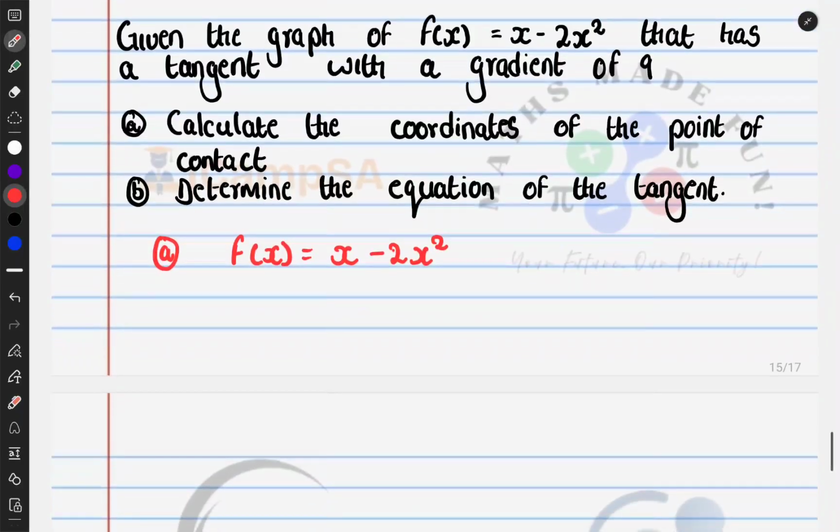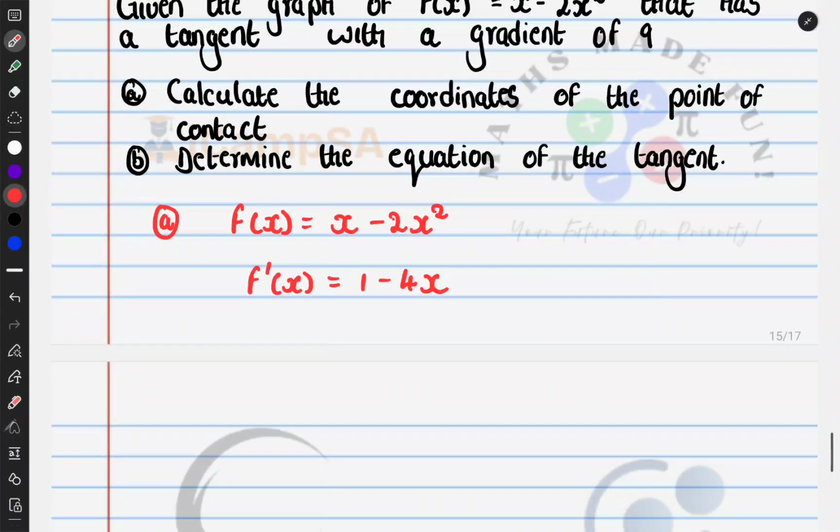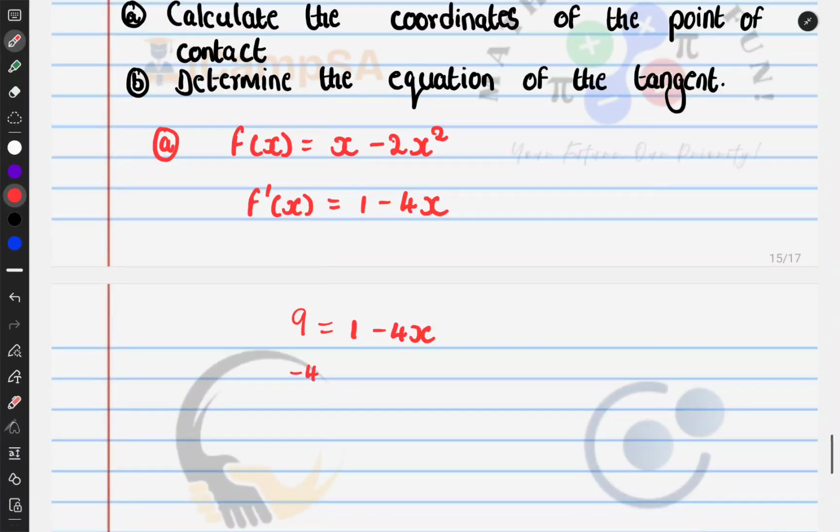Let's find the first derivative. So f prime x will be equal to 1 minus 4x. That's the first derivative, which also gives us the gradient. We equate it to the gradient that we are given there. So m is equal to, let's just say, 9 is equal to 1 minus 4x. Therefore we're going to have negative 4x is equal to 9 minus 1, which is 8, divided by negative 4 on both sides, x is equal to negative 2. That's the x value.